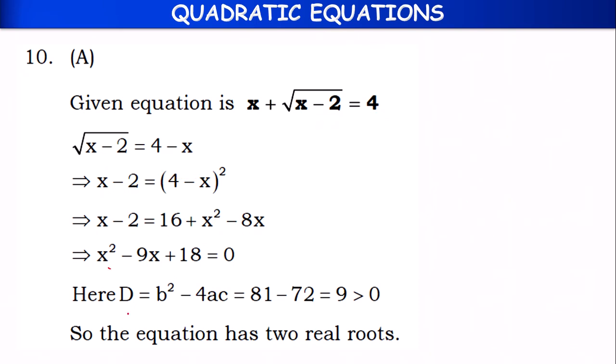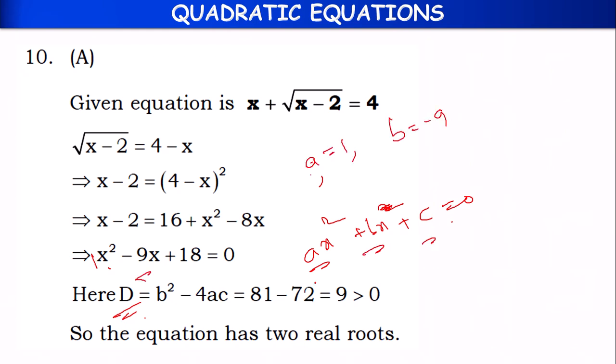So if you find the discriminant value by comparing it with ax square plus bx plus c equal to 0, in the place of a we have 1, a equal to 1. In the place of b we have minus 9. In the place of c we have 18.